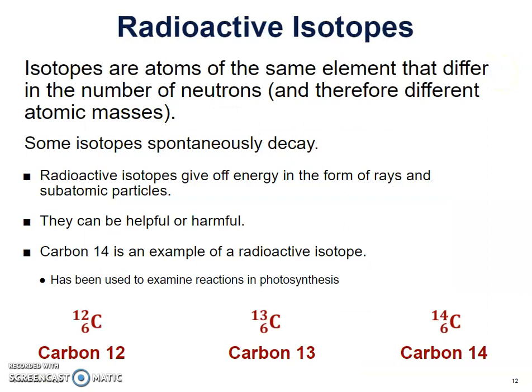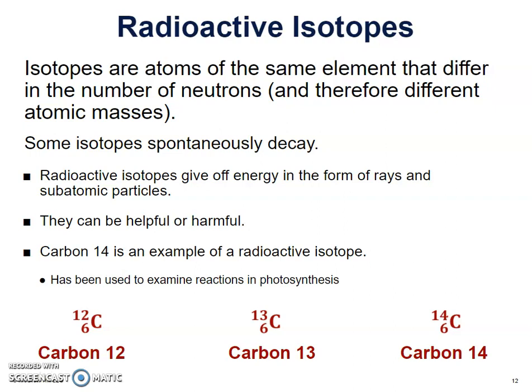Some atoms are radioactive. There are isotopes of atoms. That means that they have the same number of protons, but a different number of neutrons. And sometimes they don't like having that number of neutrons, and so they will spontaneously break down and kick them out. Those are what's called radioactive isotopes. They give off energy in the form of rays and subatomic particles. They can be helpful or harmful depending on what element it is and what isotope it is.